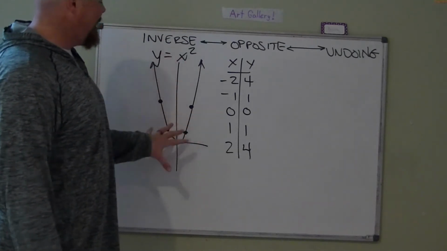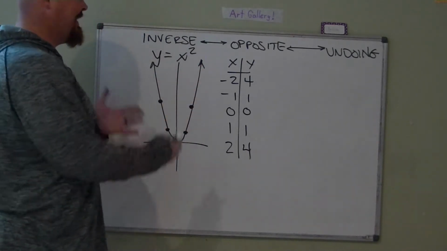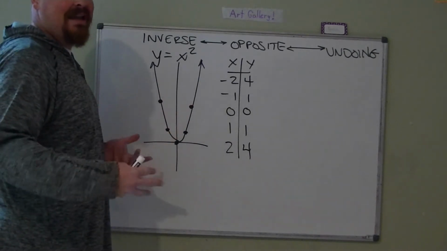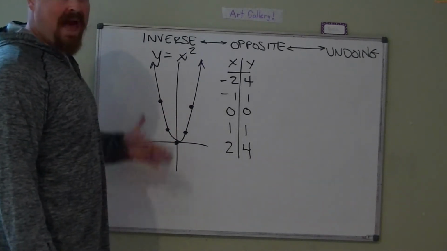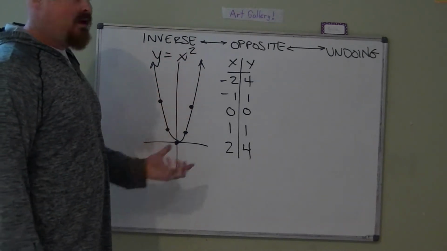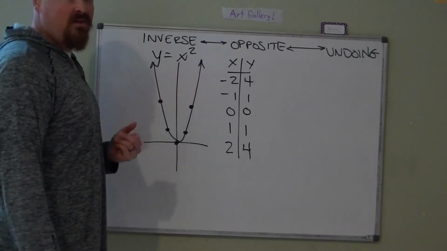So if we look at this function and this parabola, the first question I'm going to ask is, is this a function? And you should already know that it is, because it passes the vertical line test. So we know it's a function. These are the x and y values for some of the points on this function.